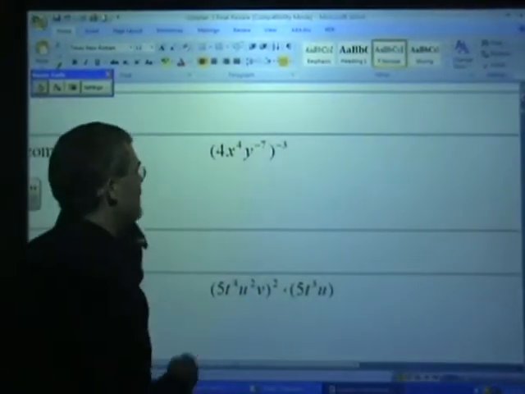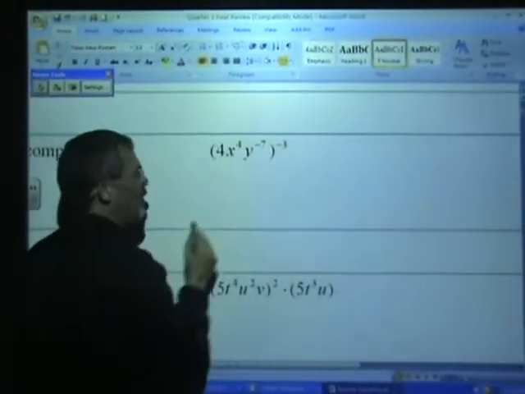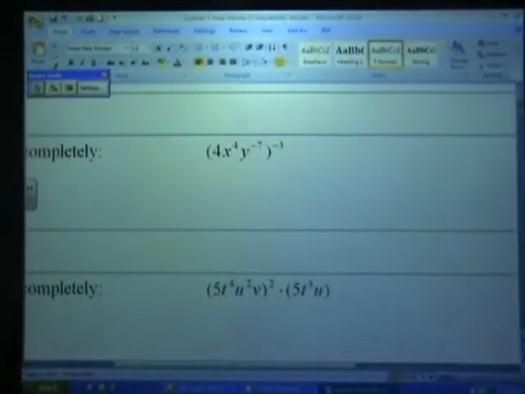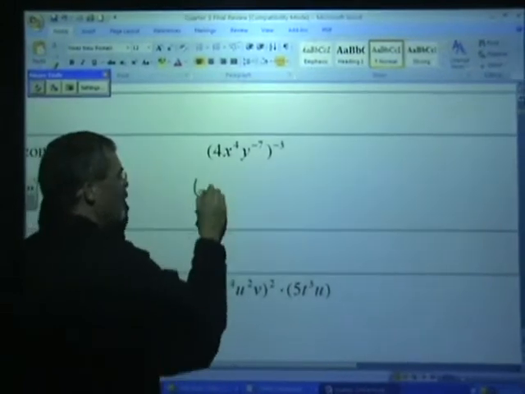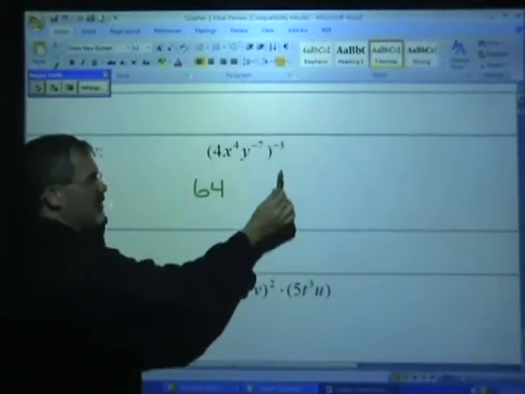Now, just do what I do, and pay attention here. The first thing we're going to do is say, what's 4 to the third power? No, we don't multiply 4 times 3. 4 to the third power is 4 times 4 times 4. So 4 times 4 is 16, times 4 is 64. Okay, forget about the negative sign right now. That's going to come at the end, right?